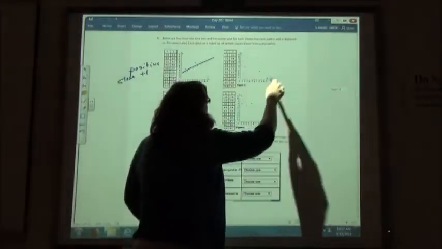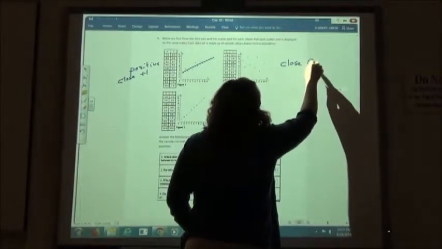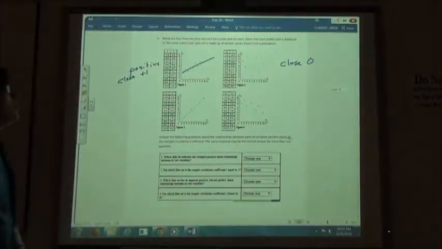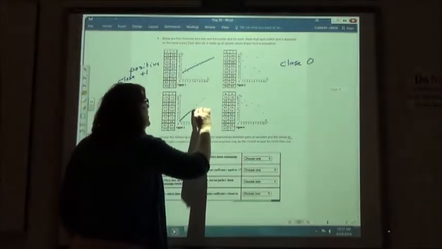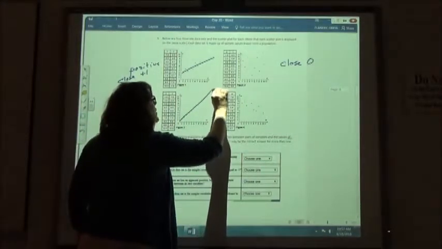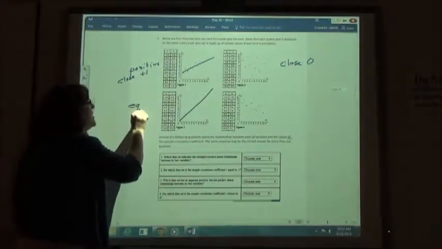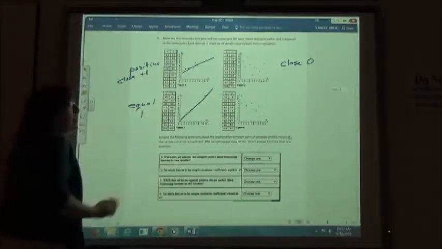This one here, it's going to be close to 0 because all my dots are scattered all over the place. There's nowhere I can draw my straight line. Here we go. This one, notice all my dots are exactly straight in a row and it's going positive. This one is exactly equal to 1.